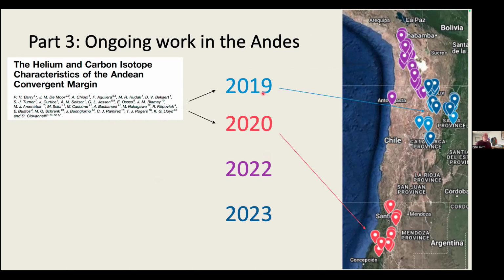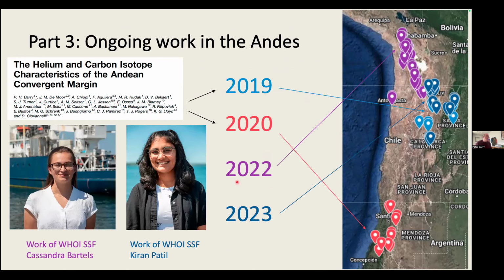So I'm showing where we collected samples in 2019, in this lighter shade of blue, and in 2020. But we also went back in 2022 and we collected samples near Peru and in northern Chile. And in 2023, we were in the back arc of Argentina. And I want to highlight these 2 students who both visited my lab as summer student fellows, and they both analyzed these samples, and they contributed to the paper that we published earlier this year.